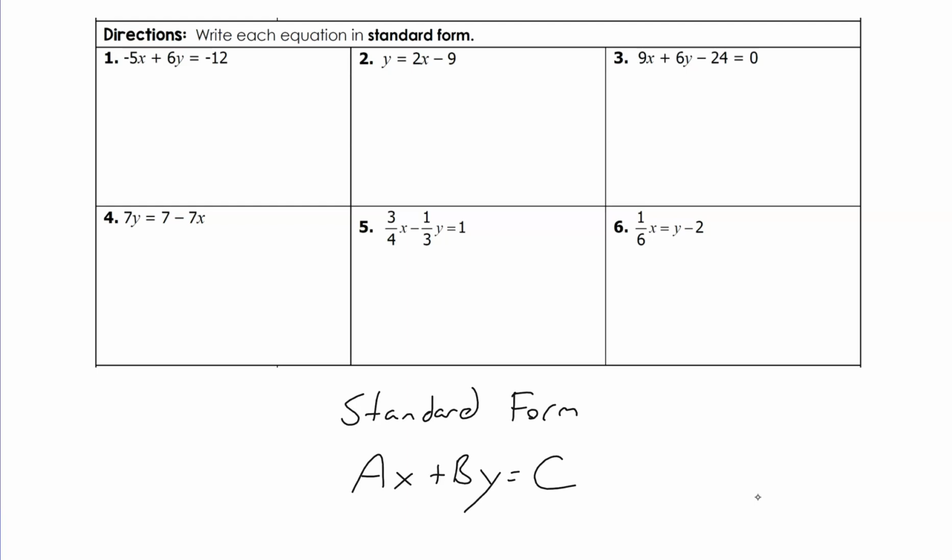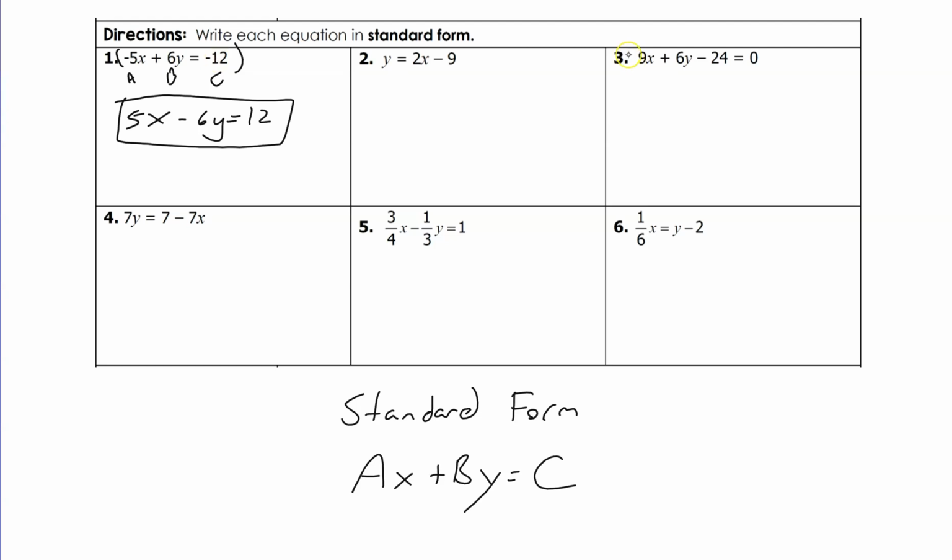Now notice that number 1 is negative 5x plus 6y equals 12. Well, if I want to get my a, which is 5, because this is my a, this is my b, and this is my c, I want my a to be positive. So if I make this a 5x, I have to make this a negative 6y and a positive 12. So all I did was change the signs, or multiply everything by negative 1. Because if I change the signs of one thing, I have to change the signs of everything.